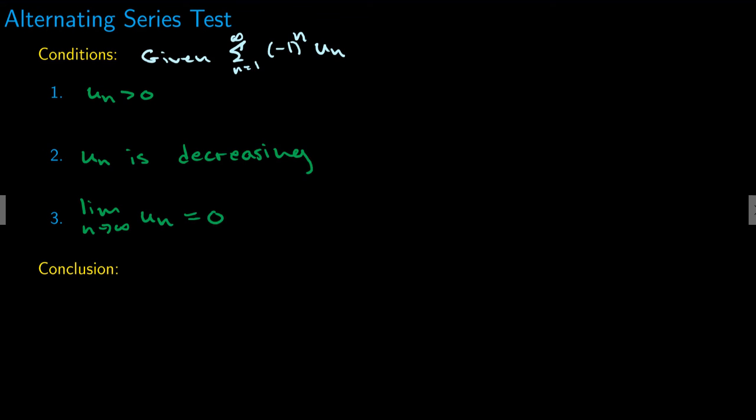So if these three conditions are satisfied, then the alternating series test tells us our series, the sum from n equals 1 to infinity of negative 1 to the n times u sub n, converges.